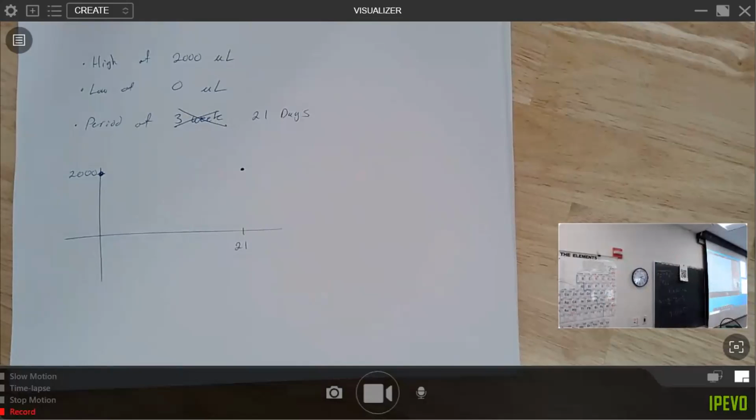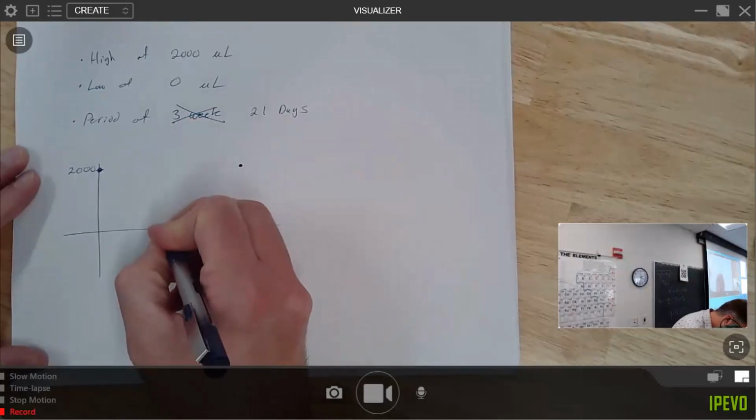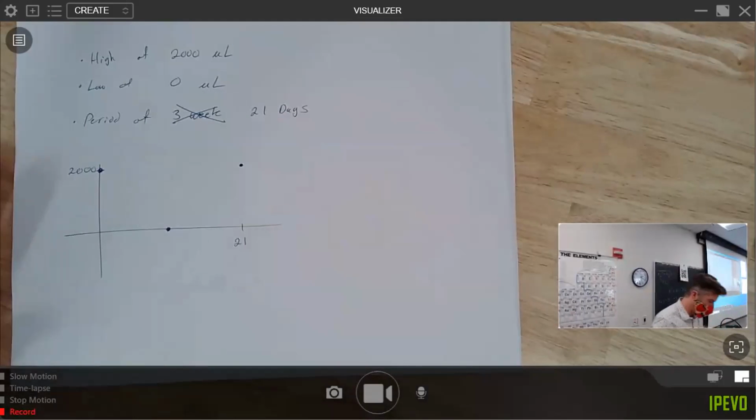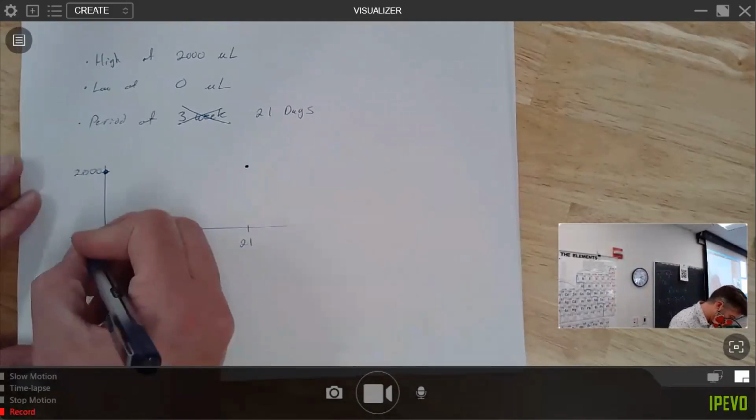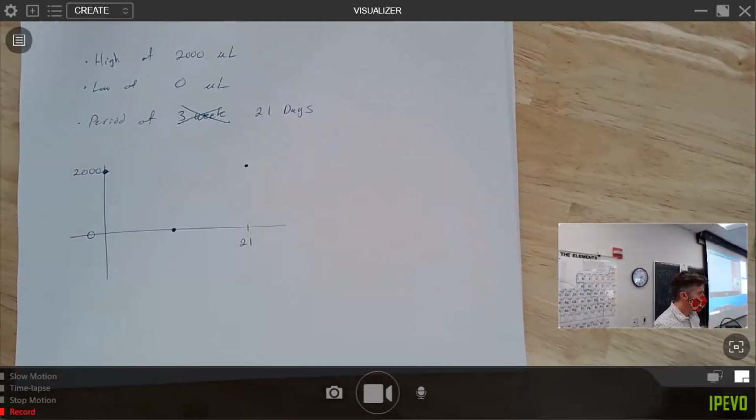Where does the low of 0 microliters come into play? Well, we're about to graph it. The low is right there at day 10.5 in the middle, at a value of y equal to 0. So we know what this function looks like. It looks like a, well, I'm not going to say those words just yet. It looks like this.